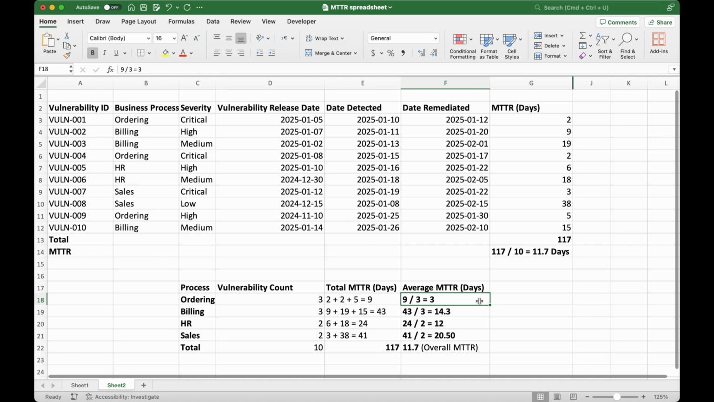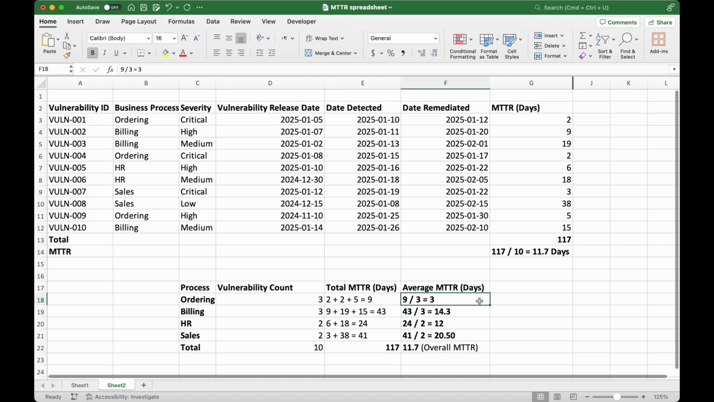Now similarly with the billing, we have 3 vulnerabilities, but you can see that is vulnerability 2, 3, and 10. Adding those individual MTTRs together, we end up with 43. So dividing 43 by 3, we have an MTTR average for the billing system of 14 days. Now, HR and sales, we've also shown the calculation out, which give us here a value of 12 for HR, and sales is at 20.5 for the 2 vulnerabilities that they have inside the environment.